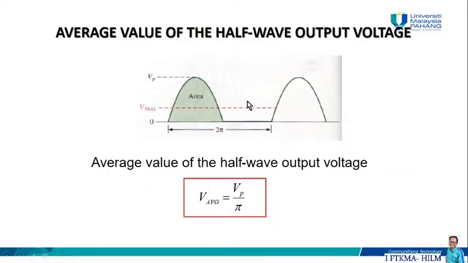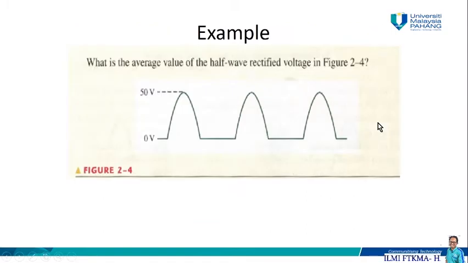Next, what is the average value of the half wave output voltage? We have a half wave rectifier and we got the output voltage which only has the positive alternation. The average value of the half wave output voltage can be calculated using this equation where Vavg is equal to the peak voltage Vp divided by pi. So we are going to obtain the Vavg, which is around 30% of the peak voltage.